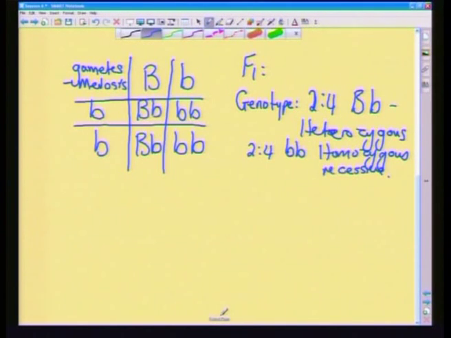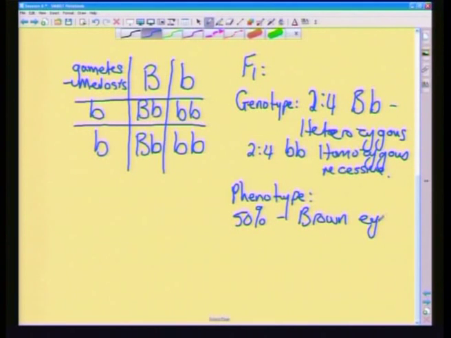Okay, now, in our F1, we're going to have the phenotype. People, this is what we are going to see physically. Now, what are we going to see physically here? 50% of the offspring are going to have brown eyes, and 50% of the offspring are going to have blue eyes. Or there are your ratios, your chances.